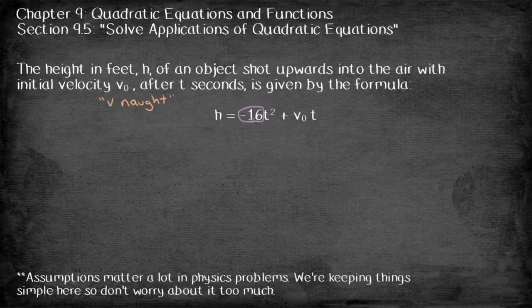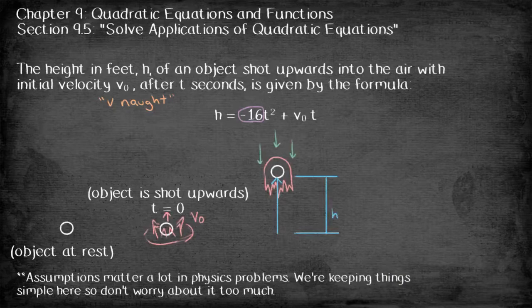And over time, this term with a negative 16t squared is going to become larger than this term with the v0 times t, which means that its velocity would start going the other direction, i.e., the object starts falling down. So the object starts at rest and then it's shot upwards at t equals 0 with an initial velocity of v0.